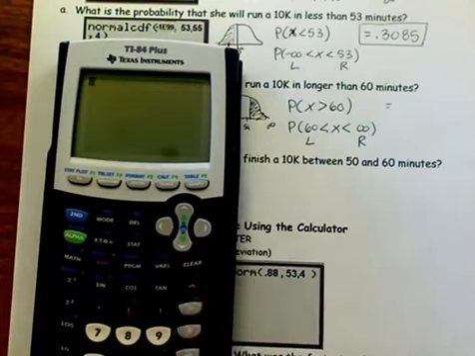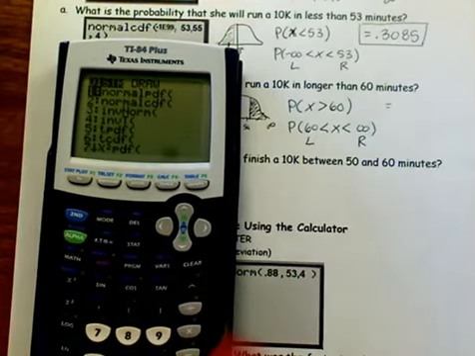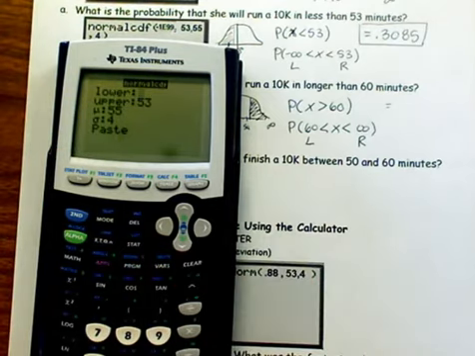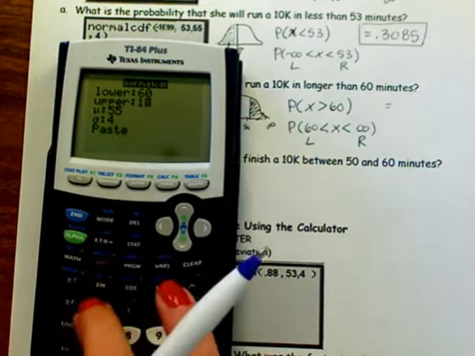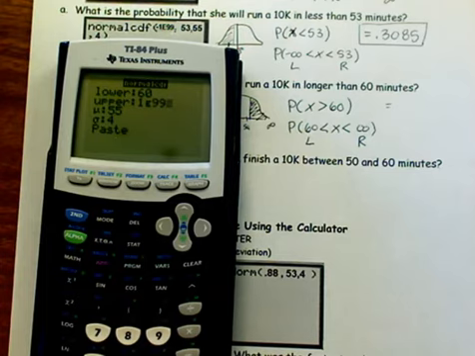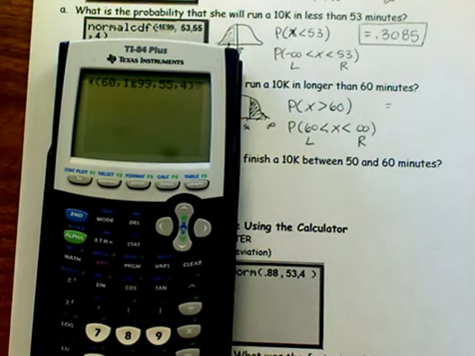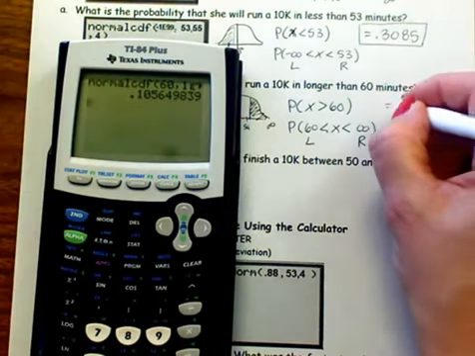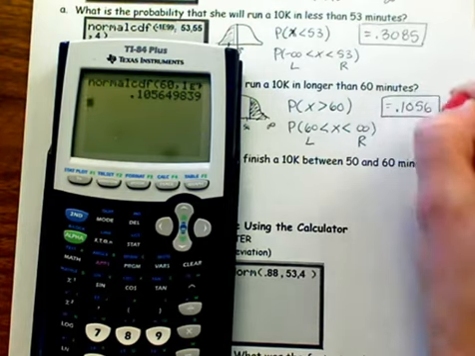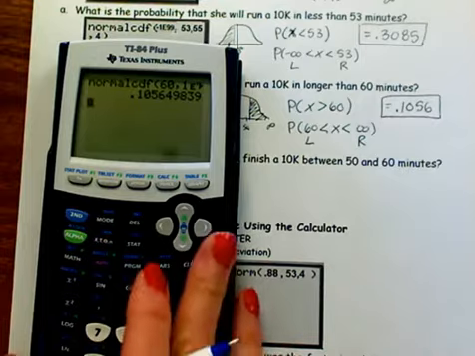Second VARS, number 2. I'm going to clear it. Left is 60, right is infinity, 1, second comma for times 10. Mean, standard deviation. Press enter. 0.01056. Notice this is the same answer that we got from the table.